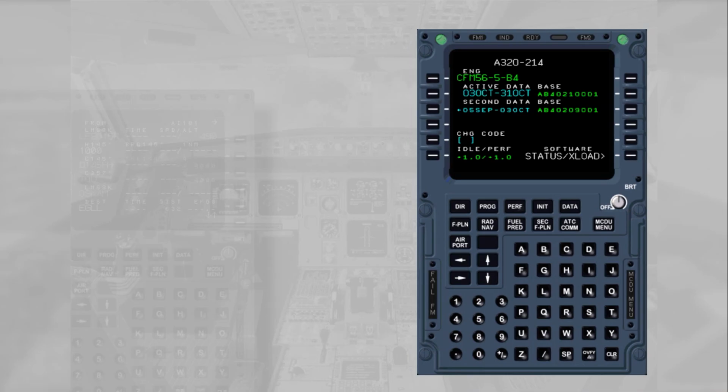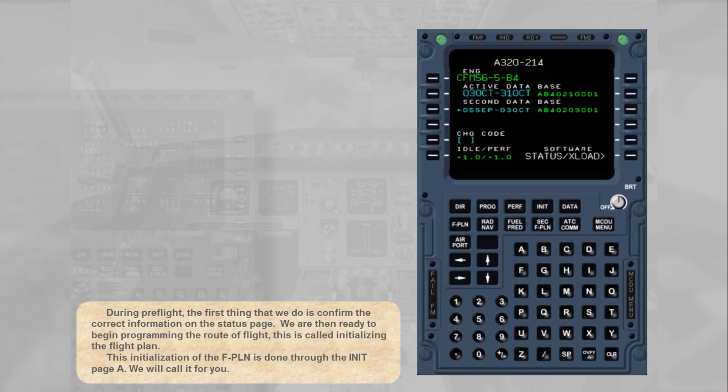During pre-flight, the first thing that we do is confirm the correct information on the status page. We are then ready to begin programming the route of flight. This is called initializing the flight plan. This initialization of the flight plan is done through the INIT page A. We will call it for you.